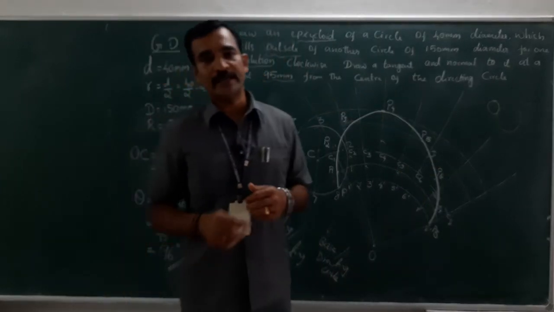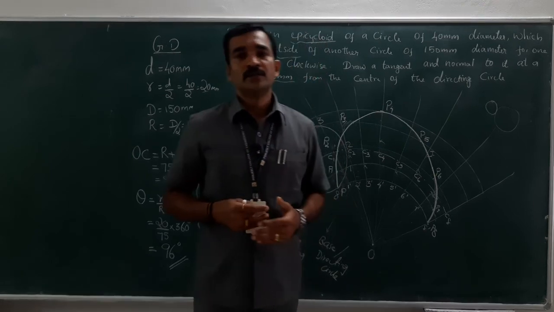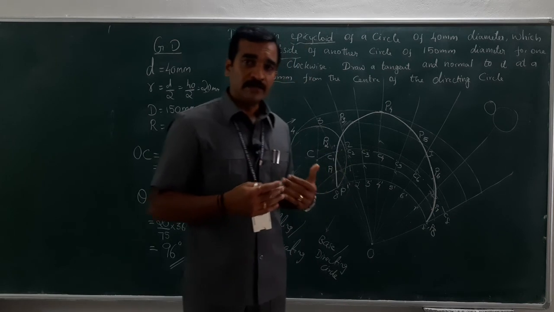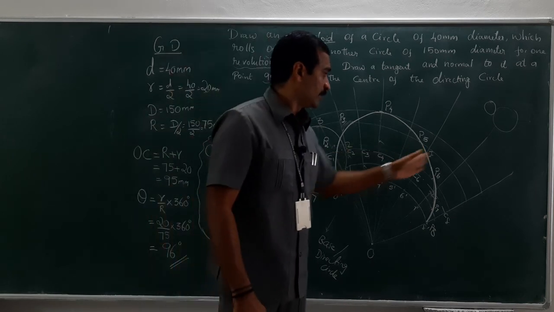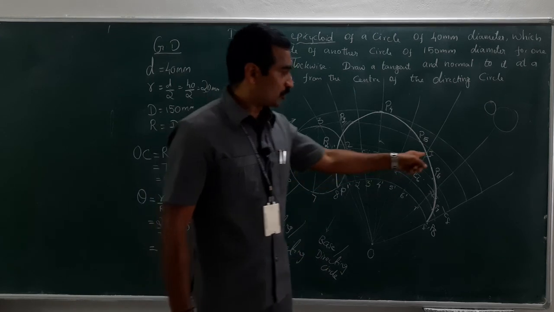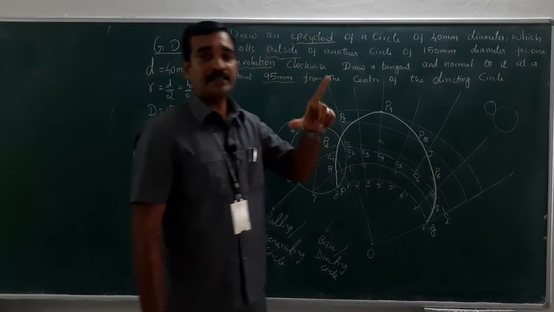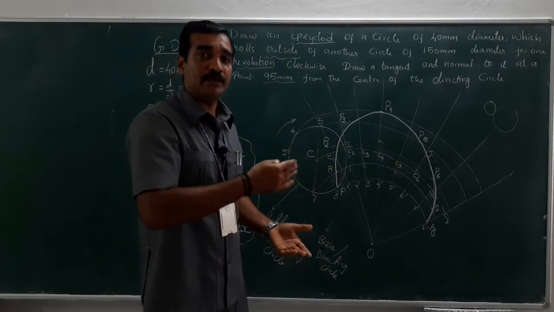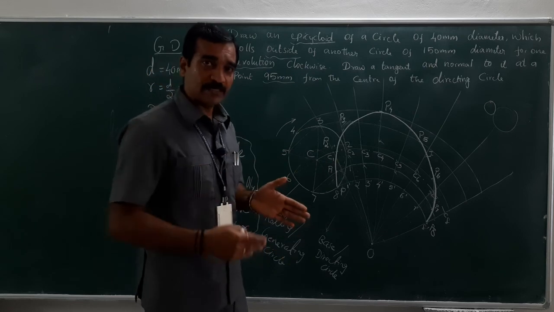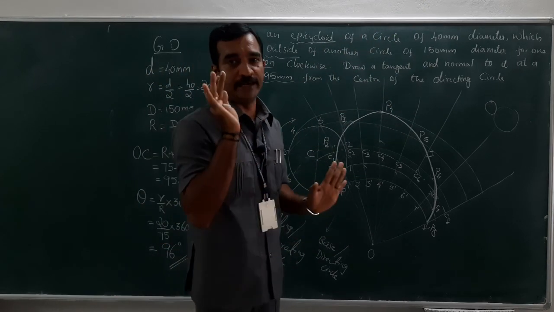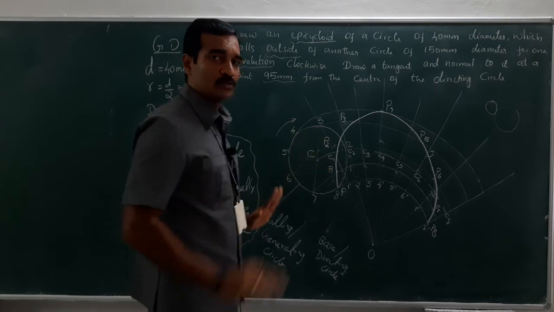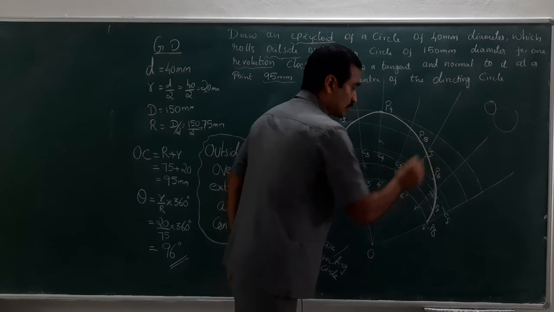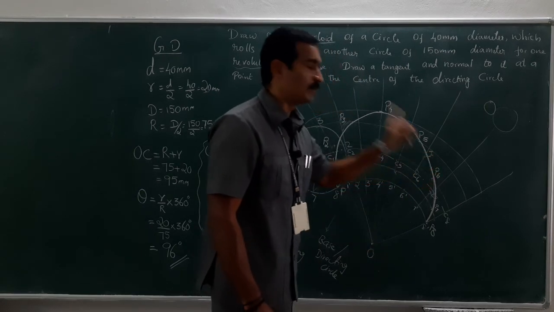Remember, just recollect how I constructed the tangent and normal when I constructed the cycloid. I chose a point, isn't it? Then I took the radius of the rolling circle, cut an arc on the locus of the center, then I extended it till the base line. Then from the base line to the chosen point, I drew a line. The same manner I am going to follow here to draw the tangent and normal. The point has been chosen, 95 mm from the center, cut an arc, chosen the point 1.